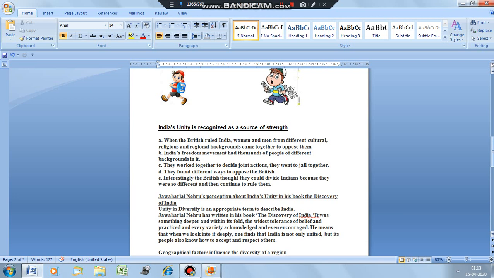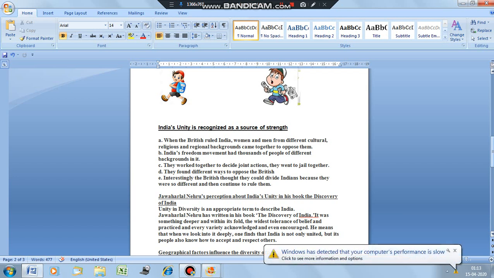Who am I referring to as them here? I'm referring to the Britishers. India's freedom movement had thousands of people of different backgrounds in it. They worked together to decide joint actions. They went to jail together. They found different ways to oppose the Britishers.